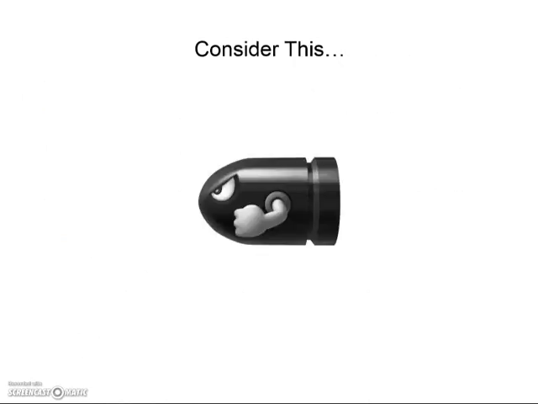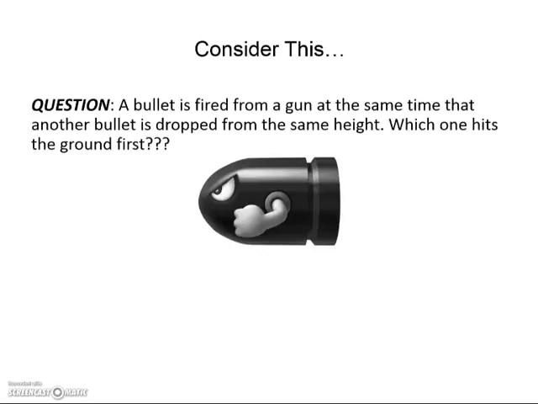So if we consider this: a bullet is fired from a gun at the same time at which another bullet is dropped from the same height. Which one hits the ground first? If one's shot out of a gun at the same time as one is just dropped out of someone's hand, what's going to happen?